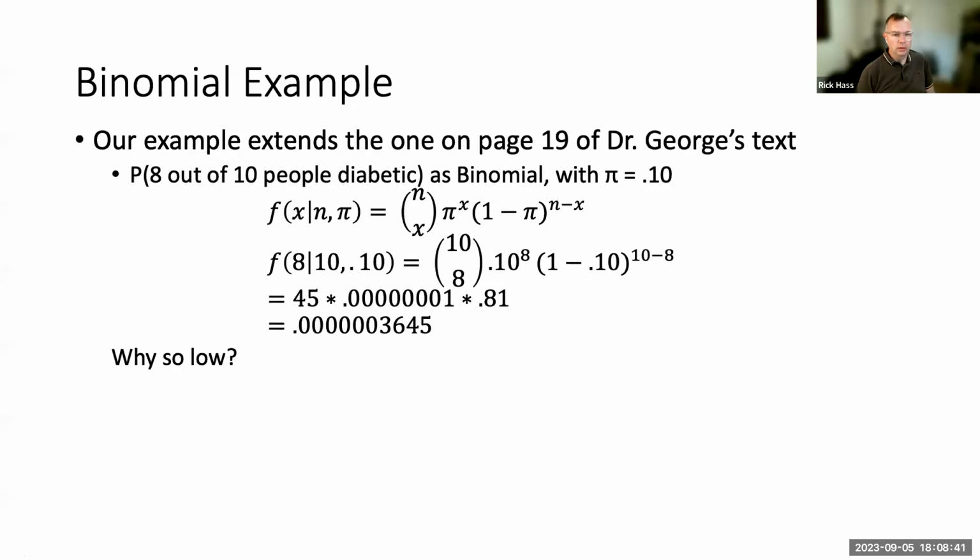Why is it so low? Think about this for a minute. Think about the question we're asking. We're asking whether or not 8 out of 10 people would be diabetic if in the population, what does this number tell us? If we put it in terms of out of 10.